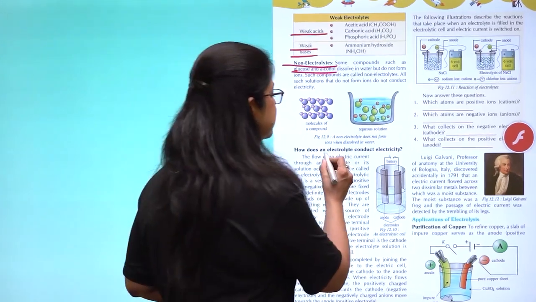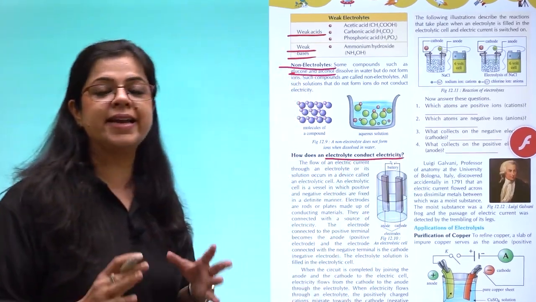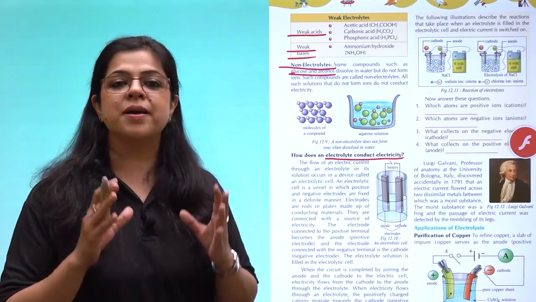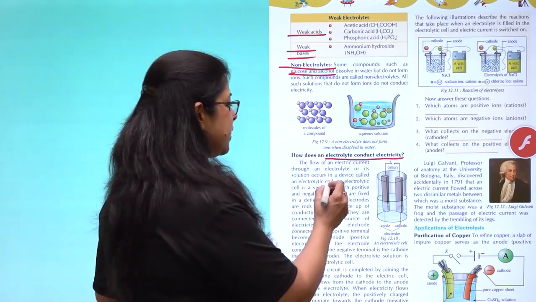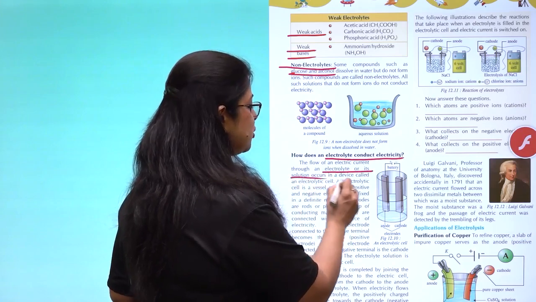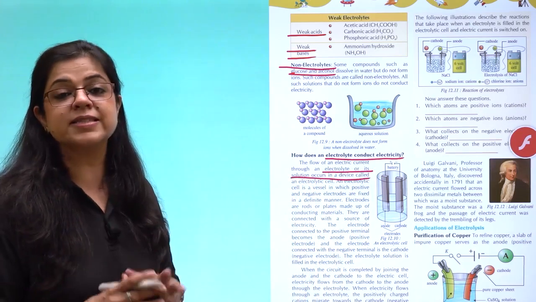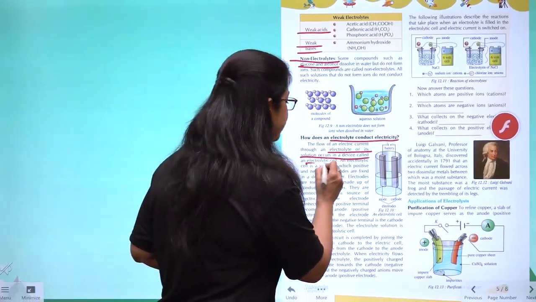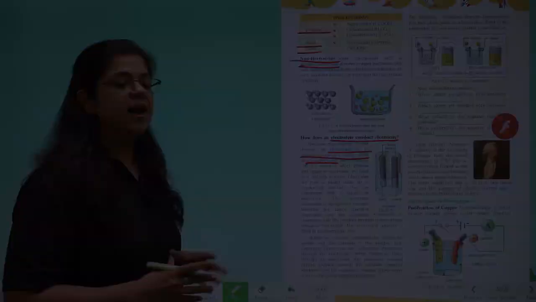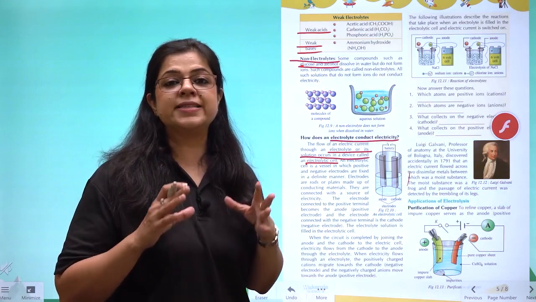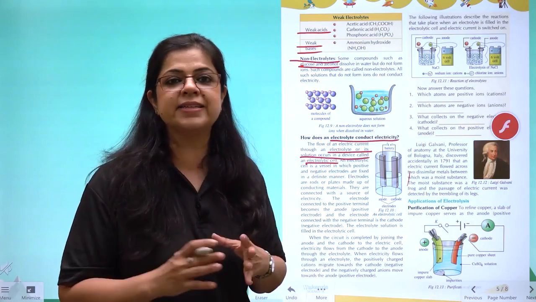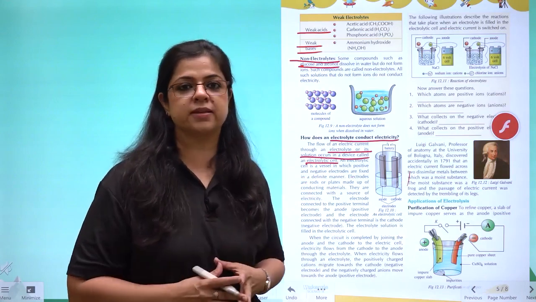These electrolytes are used to conduct electricity. क्यों हमें इनसे इलेक्ट्रिसिटी कंडक्ट करवानी है? Because an electrolytic solution is a solution that conducts electricity, and this solution works as an electrolytic cell. Now, an electrolyte cell is a vessel in which positive and negative electrodes are present.